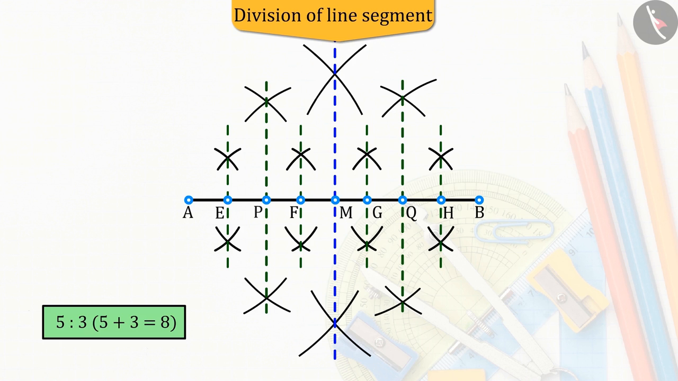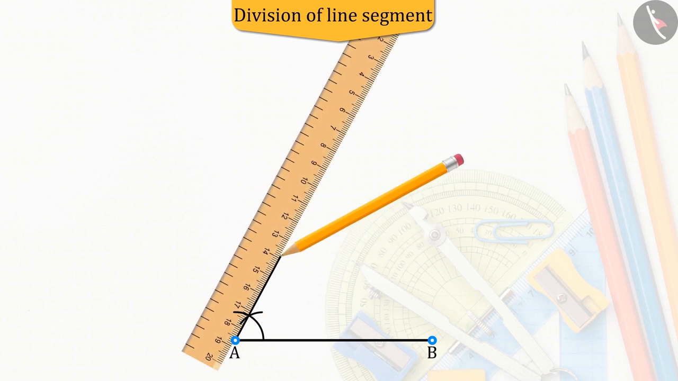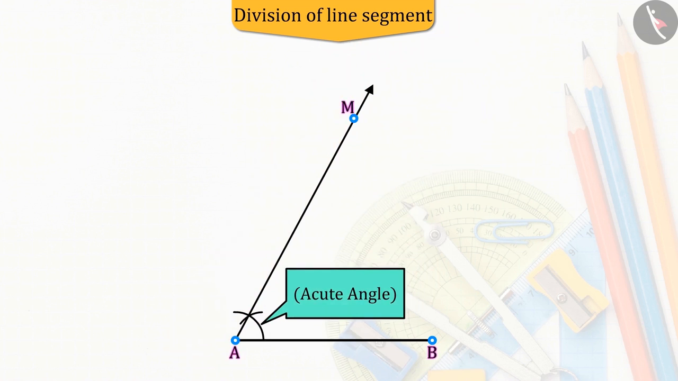Let's see. For this, again the line AB will be considered. And on this line, draw an acute angle MAB. Now, the ray AM will be divided into 8 equal parts. Can you tell why the 8 parts are made here?